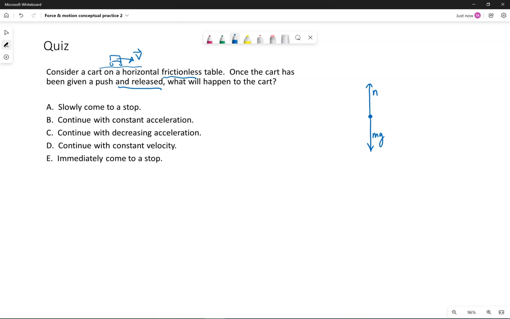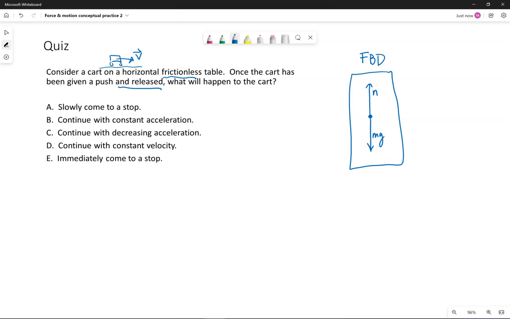The problem tells us that there is no friction, so I don't draw friction in there. We will continue to ignore air resistance of any sort for now. So the free body diagram of this particular cart is simply this normal force up and the force of gravity down.